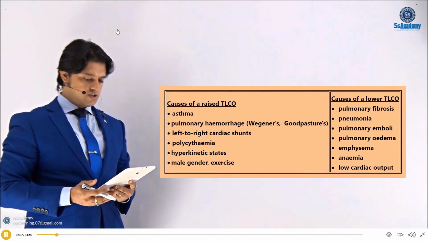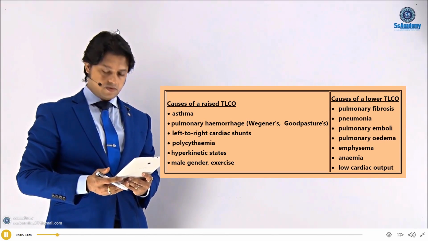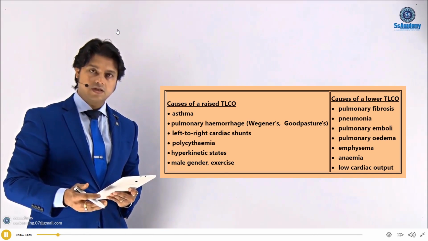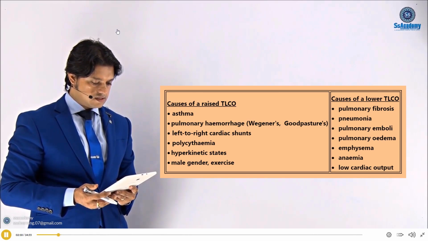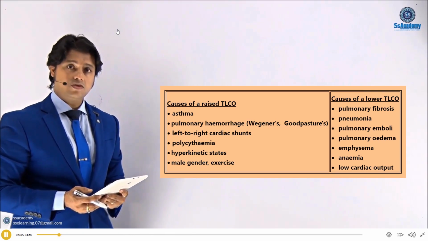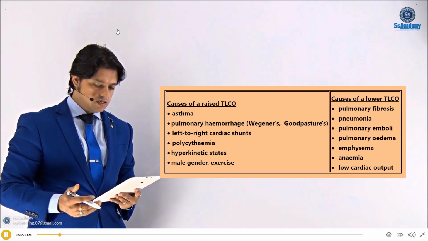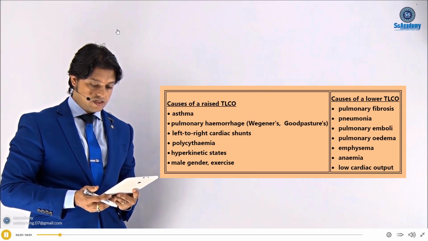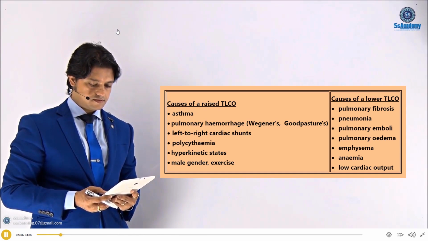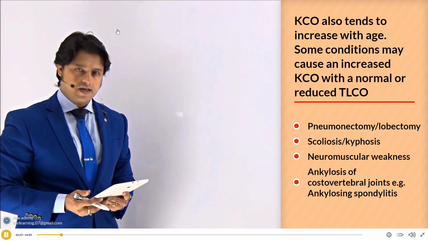Causes of raised TLCO are asthma, pulmonary hemorrhage like Wegener's, as well as Goodpasture syndrome, left to right cardiac shunt, polycythemia, and hyperkinetic states, as well as male gender and exercise. Causes of lower TLCO are pulmonary fibrosis, pneumonia, pulmonary embolism, pulmonary edema, emphysema, anemia, and low cardiac output. KCO also tends to increase with age.